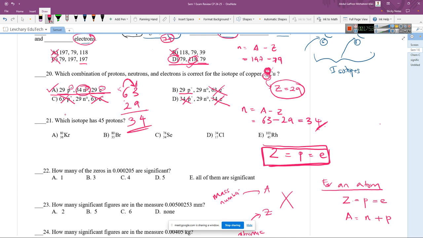So how do you do that? How do you calculate the number of neutrons? Simply the mass number minus the atomic number, which is equal to the superscript number minus the subscript number. That will give you the number of neutrons.